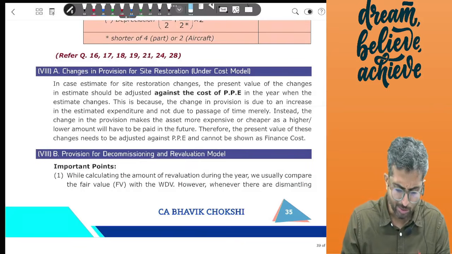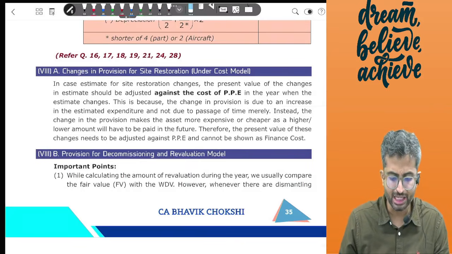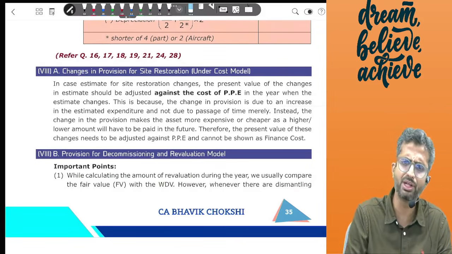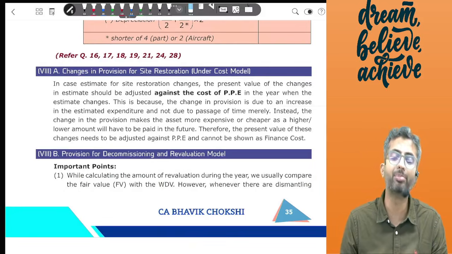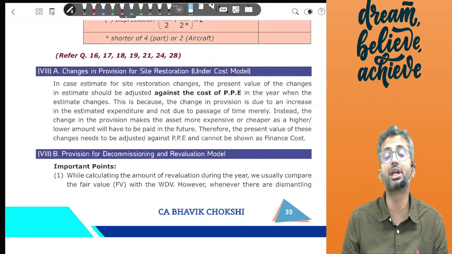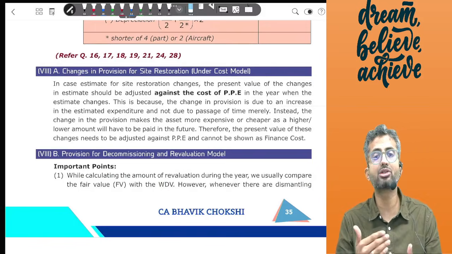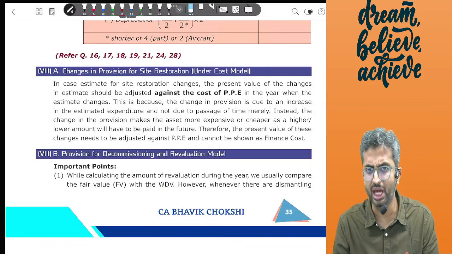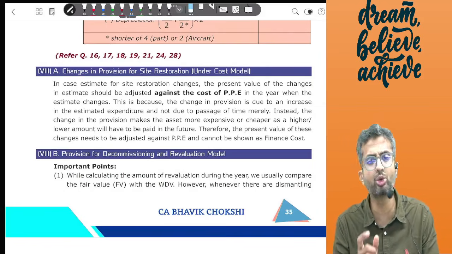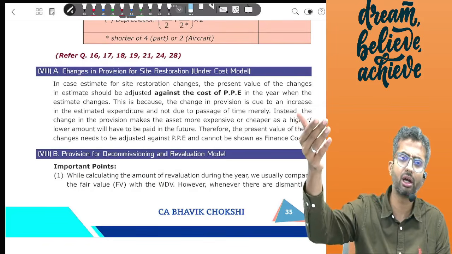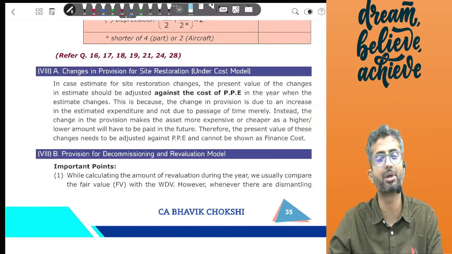Okay, and the last part is, what if there is a change in the estimate of provision for site restoration? We have discussed that the impact for the cost model would be adjusted against the PPE. However, what happens in case of a revaluation model? Remember, in case of a revaluation model, you will revalue the asset. And if you revalue the asset, any change in the value of the asset is to be taken to the revaluation reserve, and the asset will appear at fair value.